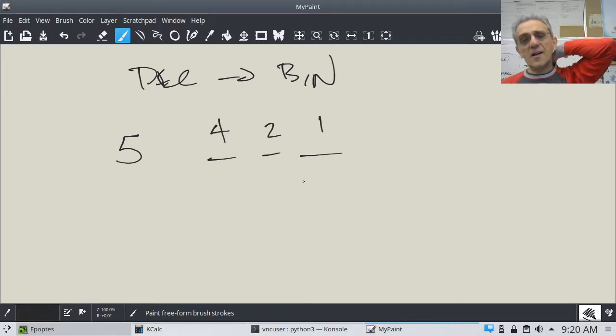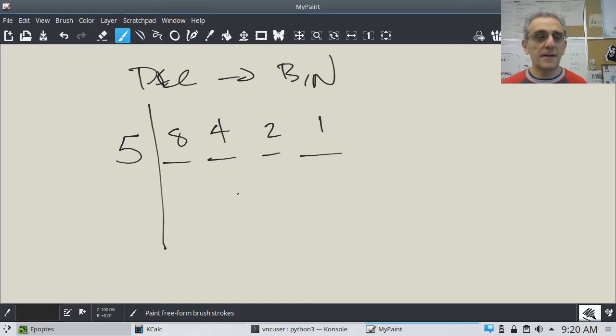Can you see a combination that will, actually let's do one more. Okay, let's do an 8. All right. Can you see a combination that would add up to 5? Obviously, it's pretty easy to do, right? But I want to give you a more generic kind of an algorithm or recipe to do this.